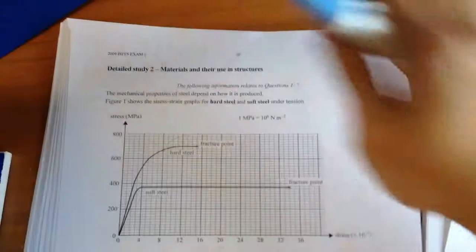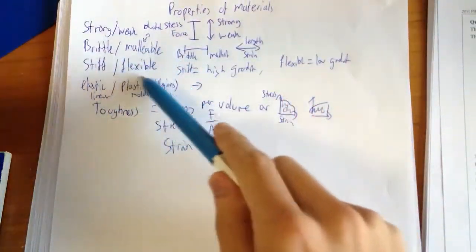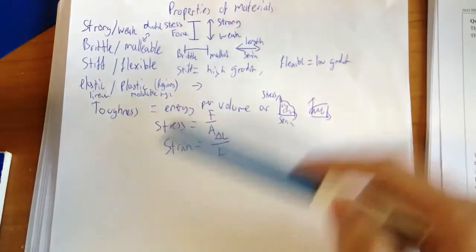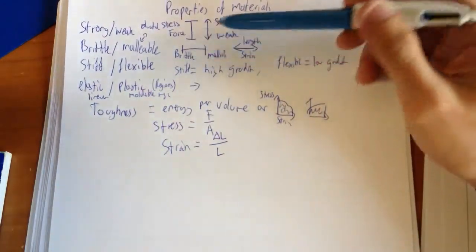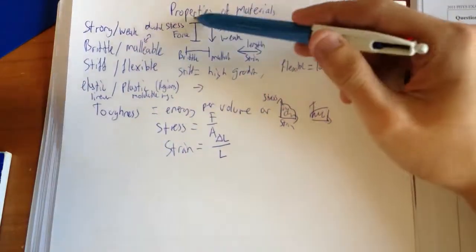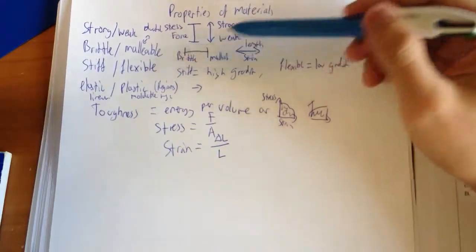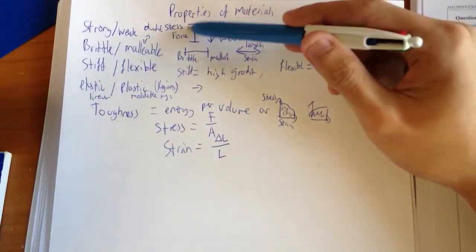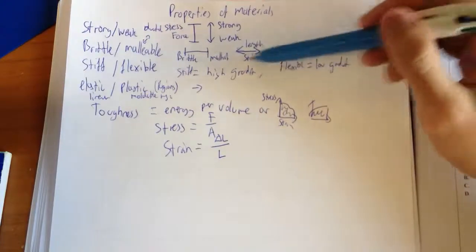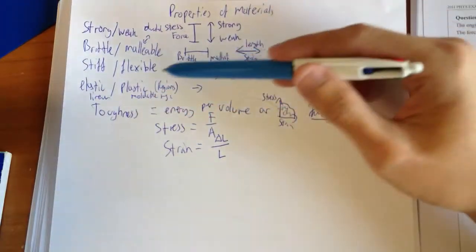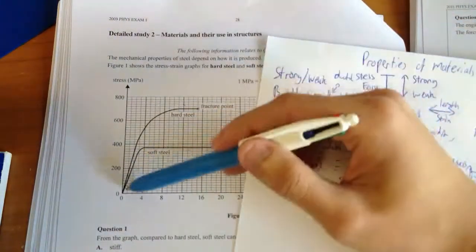Yeah, and so that's a quick outline of how all these strong, weak, brittle, malleable, stiff, flexible, elastic, plastic, and toughness work. You just look at the axes. Summary: strong, weak is stress. Brittle, malleable is if you look across horizontally, this is up, down. Flexible is the gradient. Toughness is the area. And elastic, plastic is just where along the curve it is.